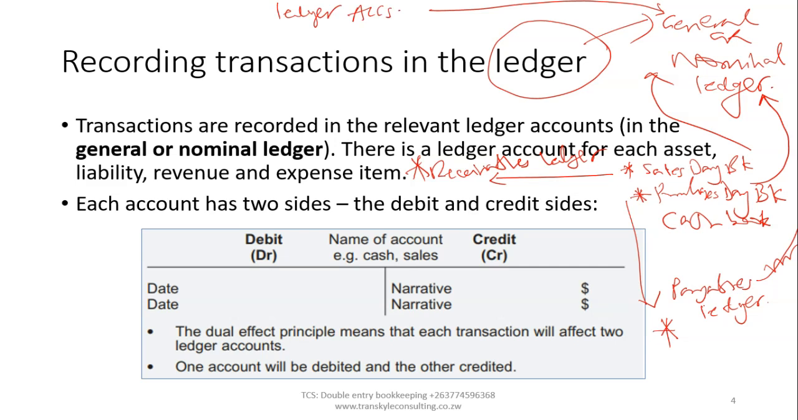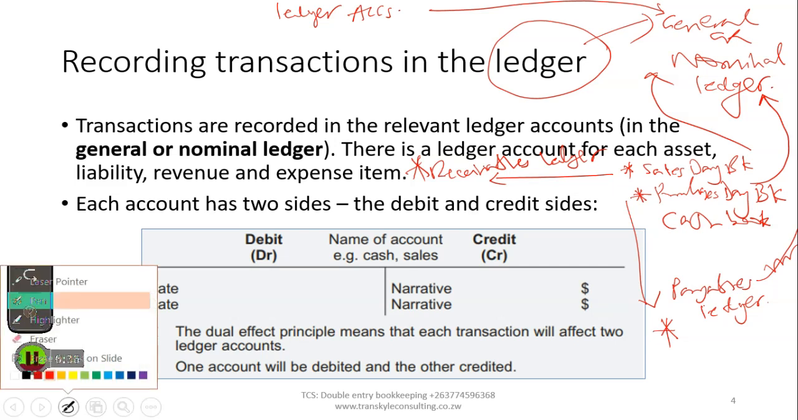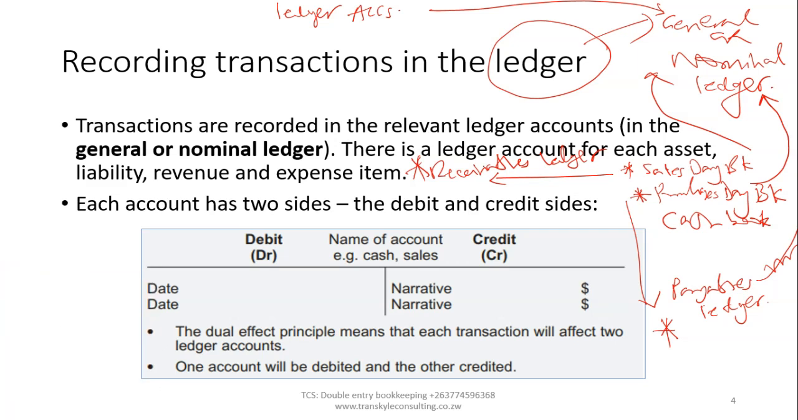Okay? There is a ledger account for each asset, liability, revenue, and expense item. We are talking of ledger accounts, ladies and gentlemen. Each account has two sides, the debit and credit. Whether it is revenue, an asset, or an expense item, they each have what is called the debit and the credit.